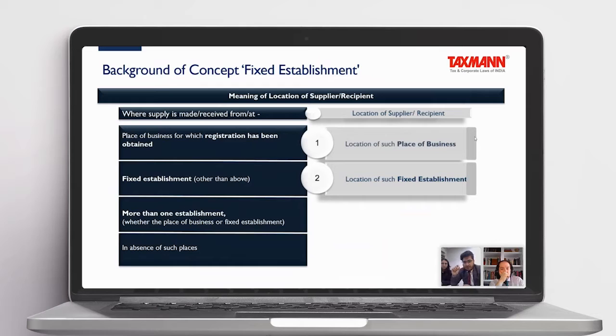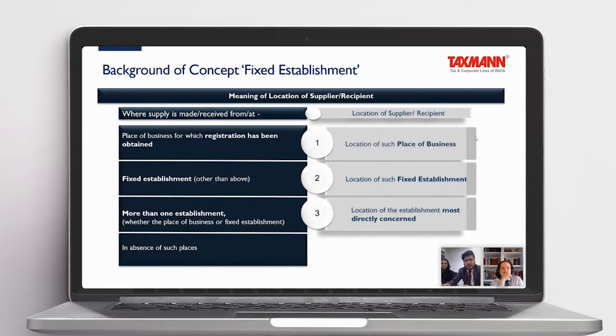Now, the third limb of this definition provides that where you are providing services from more than one location or you are receiving services at more than one location. Suppose you have multi-state operations and you are providing services from various locations. So in that case, what would be the location of supplier or recipient? The law provides that the location of the establishment, which can either be the place of business as per the first limb or the fixed establishment as per the second limb, most directly concerned would be called the location of supplier or recipient.